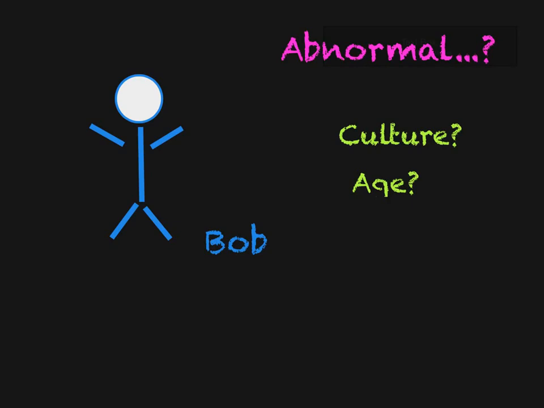A lot of the things that we're going to discuss today have to do with the context of the situation. And you'll find that as we go through these different criteria, there are always exceptions. And when you're dealing with psychology, there's a lot of gray area. So try to keep that in mind while we go over the criteria for abnormal behavior.